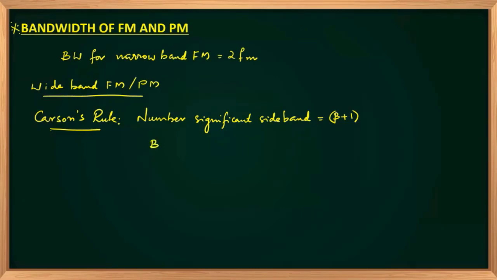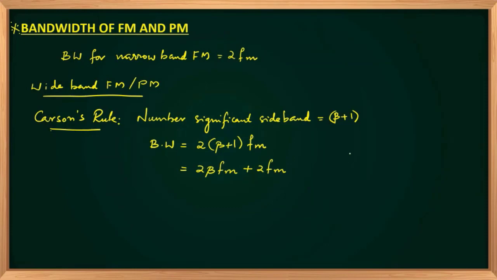So bandwidth equals the number of significant sidebands times the spacing of sidebands, which is 2FM. So 2 into (beta plus 1) into FM is the expression for bandwidth, where FM is the modulating signal frequency and beta is the modulation index of the wideband FM or PM system. So bandwidth depends on the modulation index as well as the modulating signal frequency. The first term is 2 beta FM, plus 2FM.